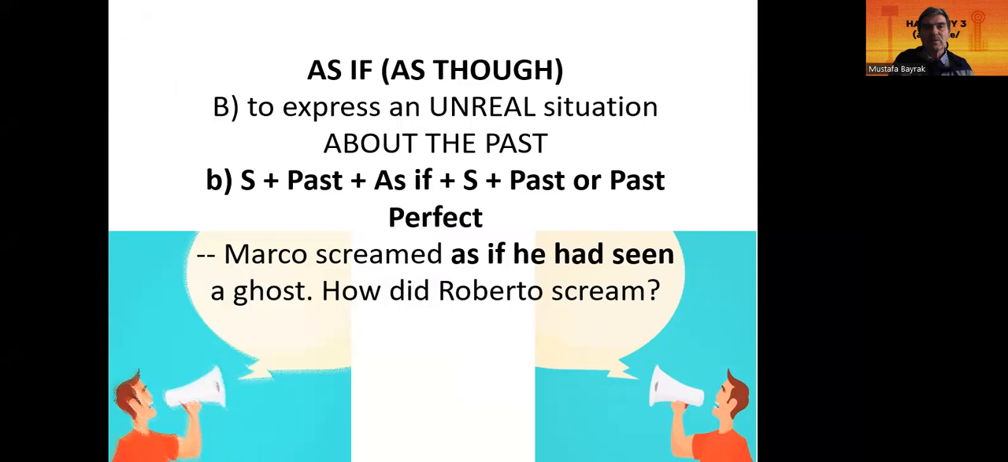Like this, Marco screamed yesterday, for example. Marco screamed yesterday as if he had seen a ghost. So we can say Marco screamed as if he saw a ghost yesterday. The action to see happened before screaming, I think this one is better. I am sure you can also see the difference between simple past and past perfect as if clause. Marco screamed as if he had seen a ghost. How did Roberto scream? Roberto screamed as if he had seen a dinosaur.